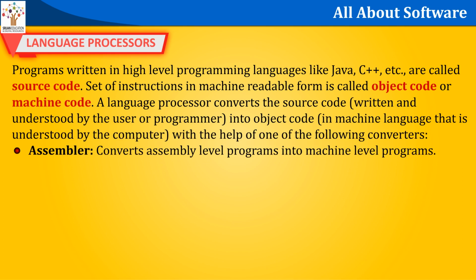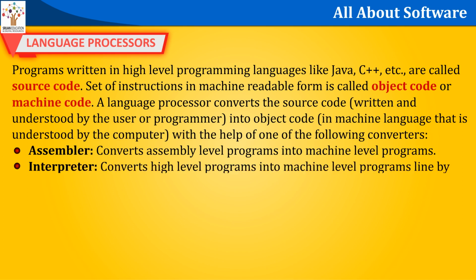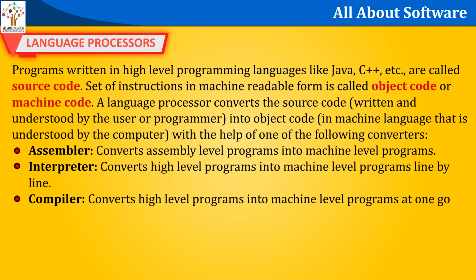Assembler converts assembly-level programs into machine-level programs. Interpreter converts high-level programs into machine-level programs line by line. Compiler converts high-level programs into machine-level programs at one go rather than line by line.